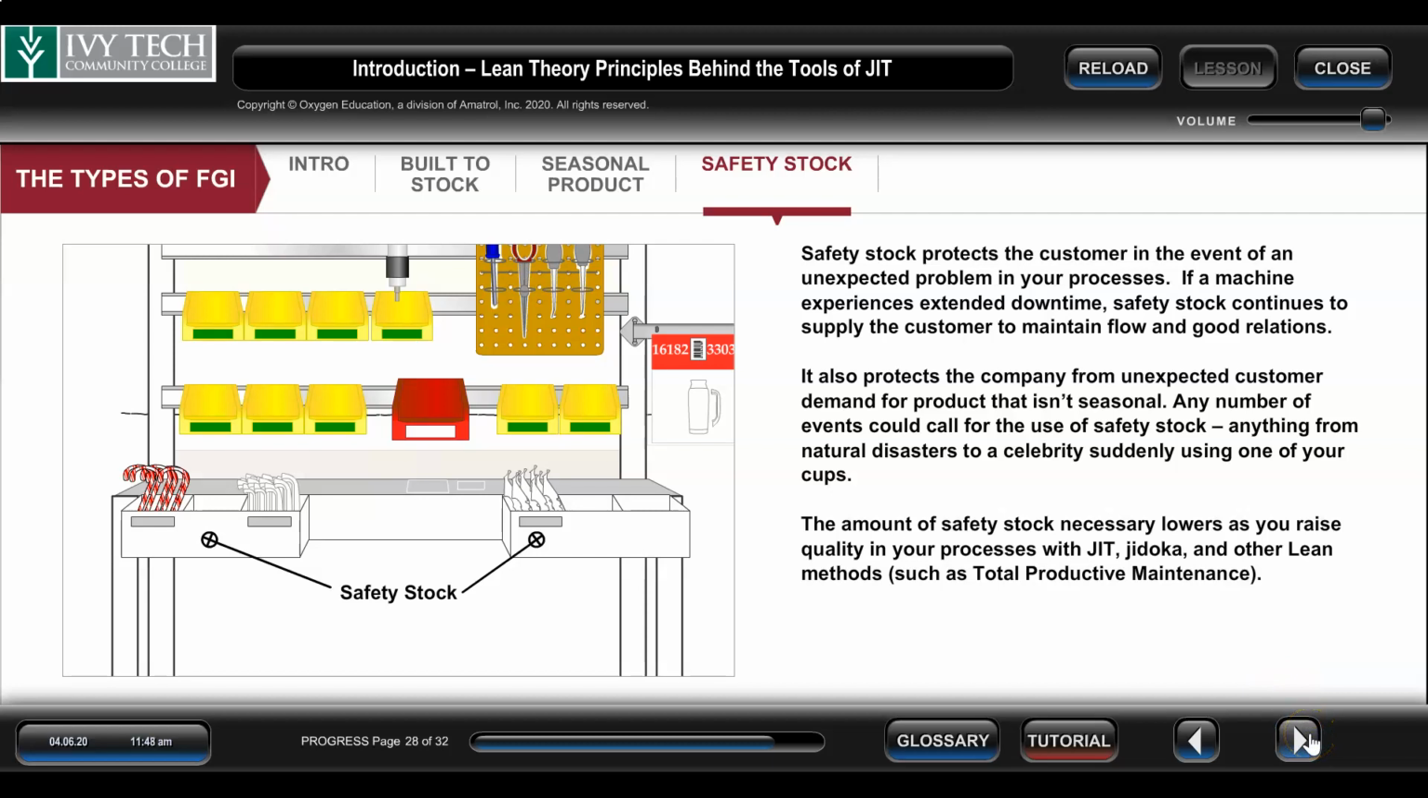The amount of safety stock necessary lowers as you raise quality in your processes with JIT, Jidoka, and other lean methods, such as total productive maintenance.